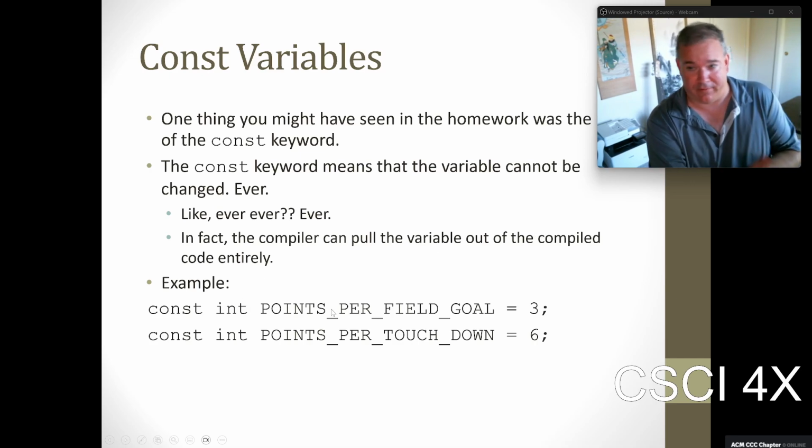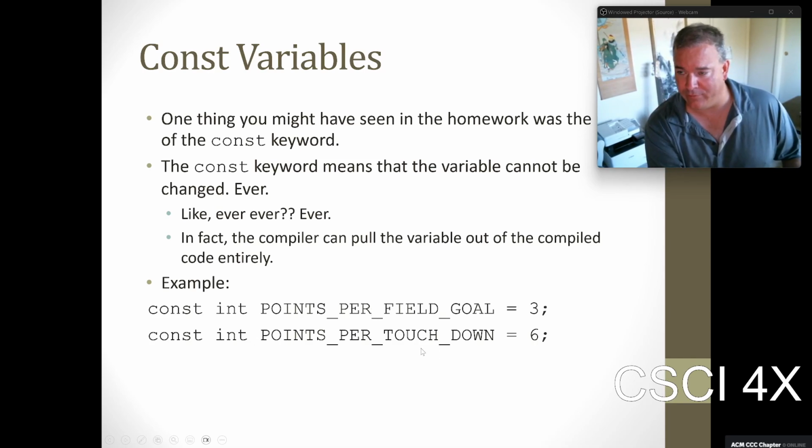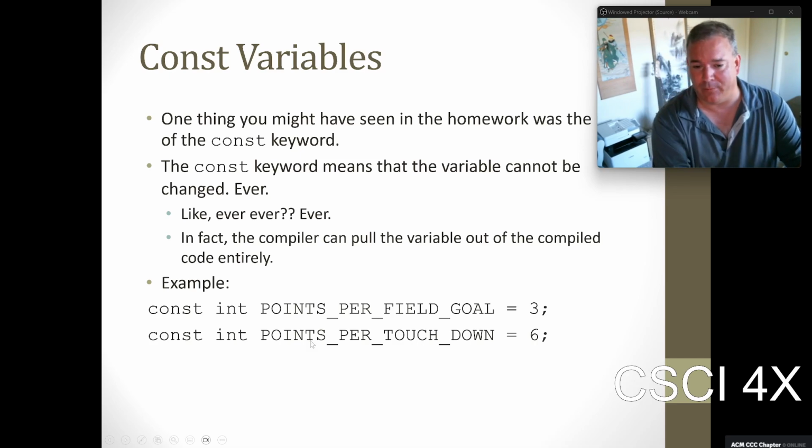If a quantity shouldn't change during the program, make it const. So, for example, if you're making a football game, you're making Madden 2024. If the points per touchdown is fixed at 6, make it a const. Okay, make it a constant integer, points per touchdown 6. And there's two, probably three major reasons why you would want to do this.